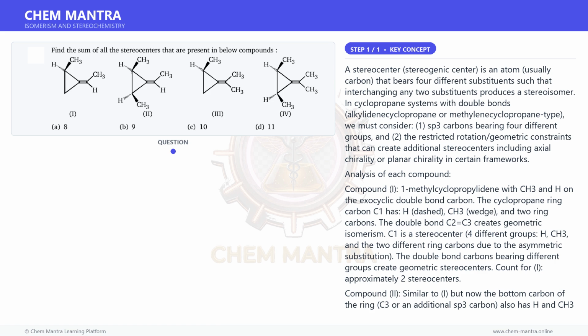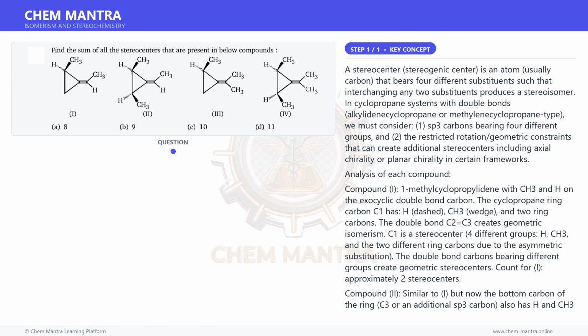Compound 2 is similar to 1, but now the bottom carbon of the ring, C3, an additional sp3 carbon, also has H and CH3 substituents in defined configurations. This adds another stereocenter. Count for 2 approximately 3 stereocenters.